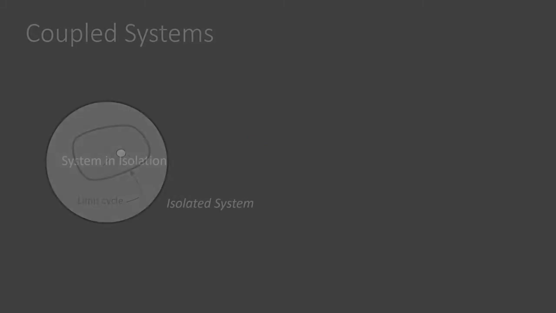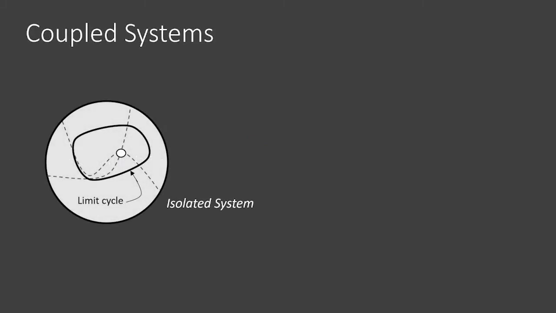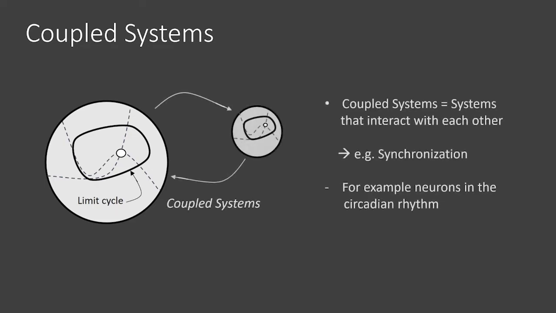Until now we have mostly looked at dynamical systems in isolation. In nature, however, most often they do not occur in isolation but in combination and interaction with other dynamical systems. Those interacting systems are referred to as coupled systems. One example of coupled systems that we all know are neurons that communicate with other neurons.